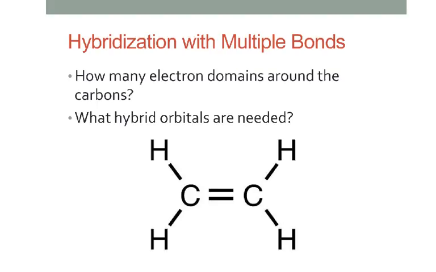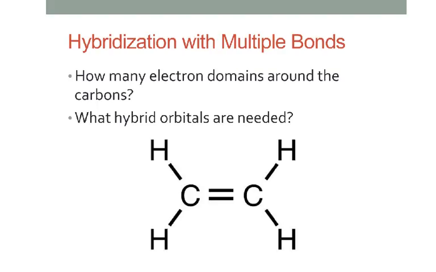However, what we're going to be looking at in this video is what happens when we have a compound that has multiple bonds. What does that bonding look like, and how do we show that using hybridization and valence bond theory? So let's take a look at an example of a molecule that has a multiple bond. We're looking at C2H4 in this video, or in other words, we're looking at ethene.